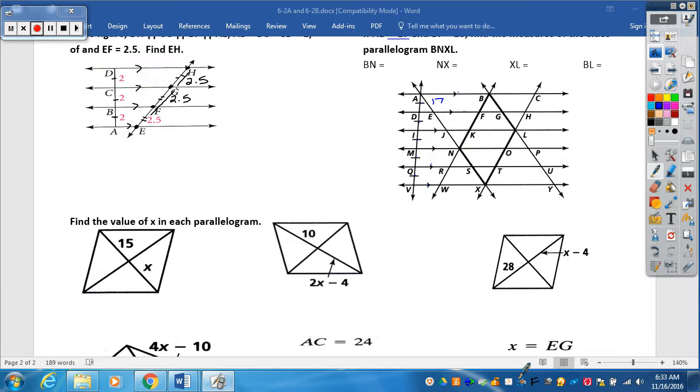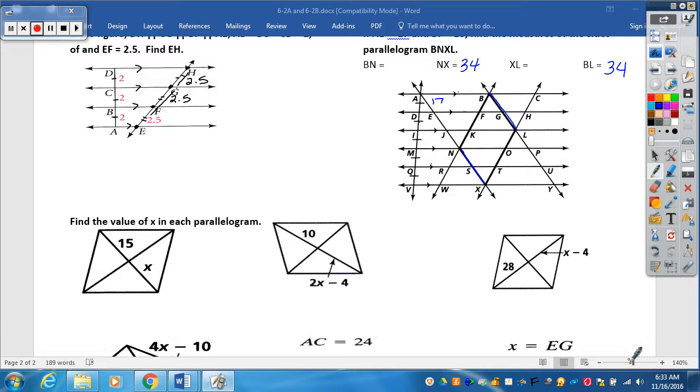Okay? So what I'm thinking right now is, okay, if this is 17, I know this is 17, this is 17, this is 17, and this is 17. So I'm going to go ahead and take 17 plus 17 to get my length of NX, which is going to be 34. Now, the reason why I include in the directions there that this is a parallelogram is because the opposite sides of a parallelogram are what? They're congruent, right? So if I look up here at B to L, that's also going to be 34 units as well.